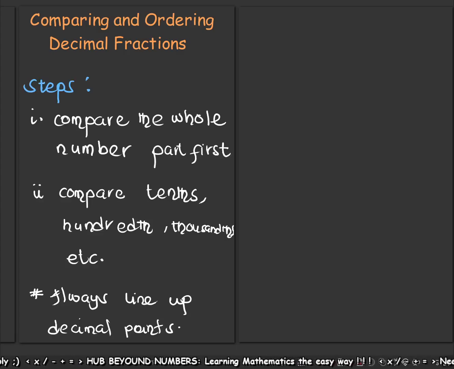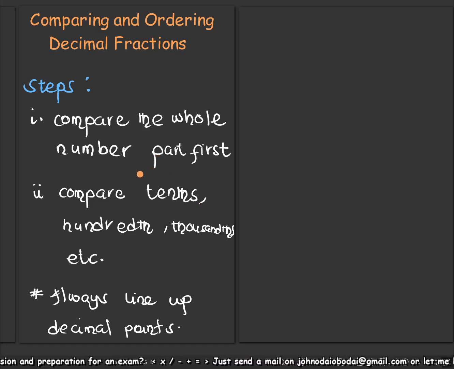So let's kick off by looking at the steps we need to employ when we want to compare and then order decimals. The first thing you need to look out for is that you have to compare the whole number part. We know that some decimals have whole numbers. So look out for the whole numbers. If one is bigger than the other among the decimals you are comparing, the bigger one will always be first. That is depending on how you want to arrange it.